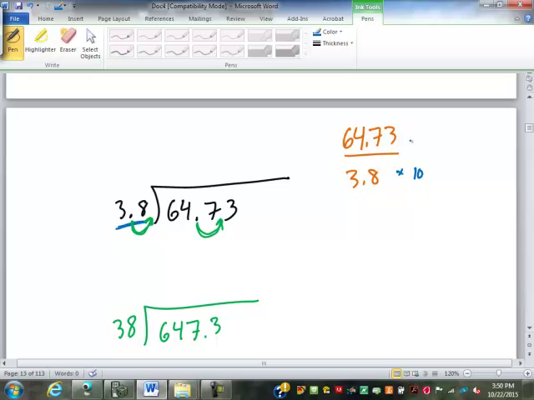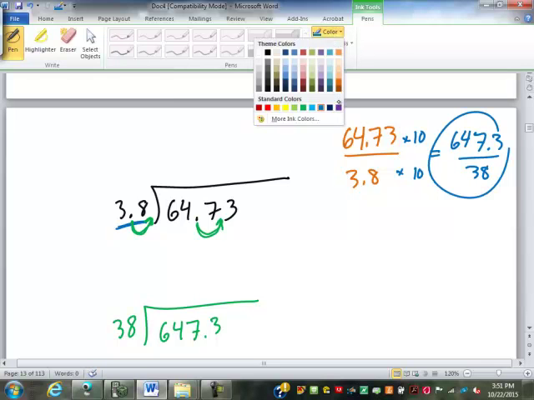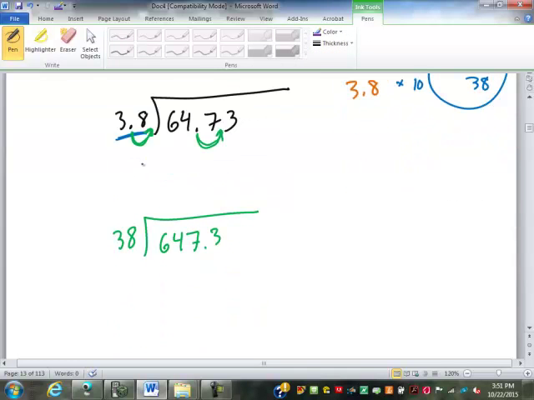10. Moves it over. But I have to do the same on top, making this 647.3 over 38. So now our problem has changed, and it's 647.3 divided by 38. Now there's one more piece of information we should have here to make this a fair question. Let's say I want this answer to the nearest thousandth.